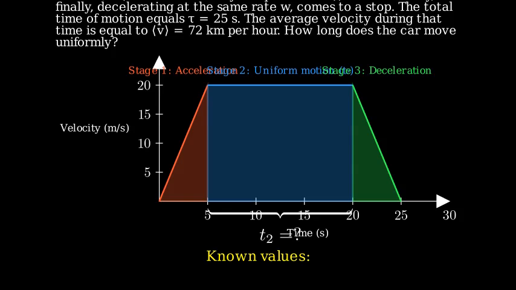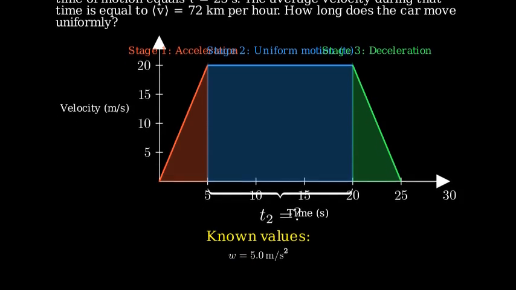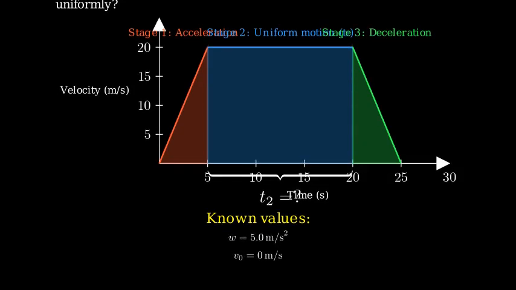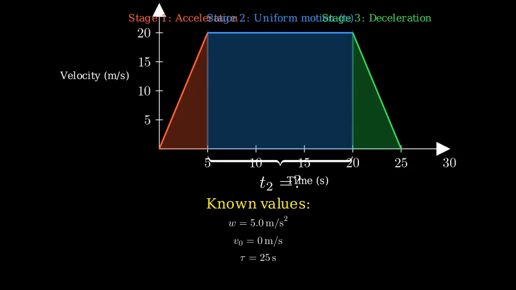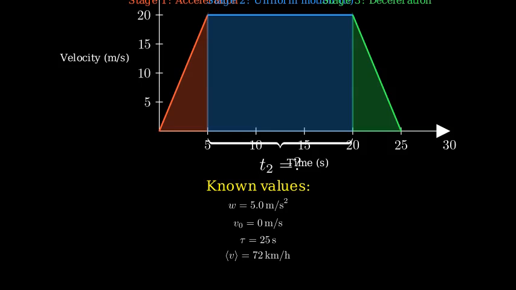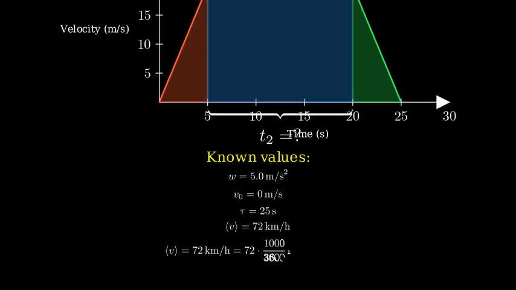Let's identify what we know from the problem. The acceleration and deceleration both equal w equals 5.0 meters per second squared. The initial velocity is 0. The total time is tau equals 25 seconds. And the average velocity is 72 kilometers per hour, which we need to convert to meters per second by multiplying by 1,000 divided by 3,600. 72 kilometers per hour equals 20 meters per second.